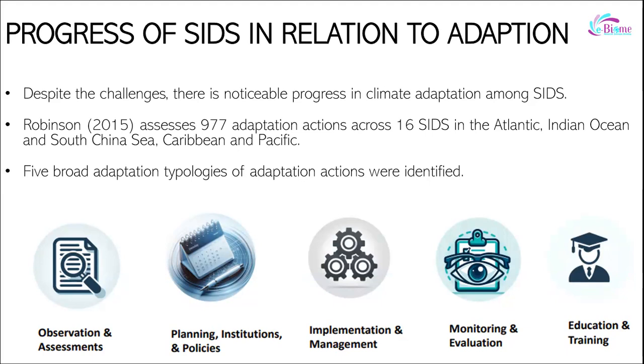Now, Robbins in 2015 assesses 977 adaptation actions across 16 SIDS in the Atlantic, Indian Ocean, and South China Sea, the Caribbean, and the Pacific. Now, based on these assessments, 5 broad adaptation typologies, or actions or approaches, as some persons would call them, were identified. These actions are observation and assessments, planning, institutions and policies, implementation and management, monitoring and evaluation, education, and training.